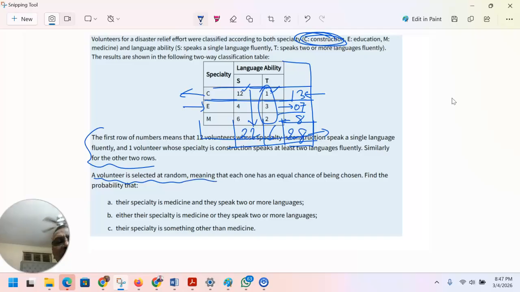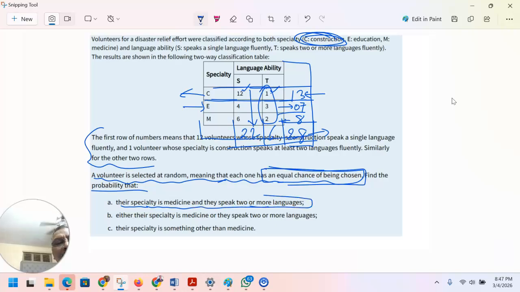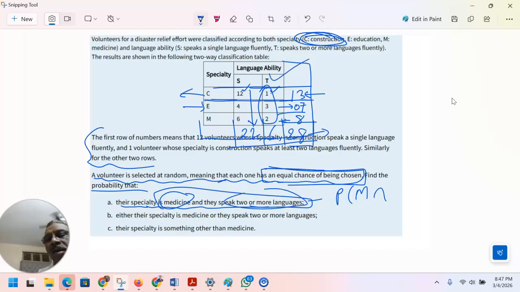A volunteer is selected at random, meaning each one has an equal chance. That means this is not biased. Find the chance that their specialty is medicine and they speak two or more languages. So now this is what the question is. So the question is probability. What does this mean? Two or more means this T and... medicine.